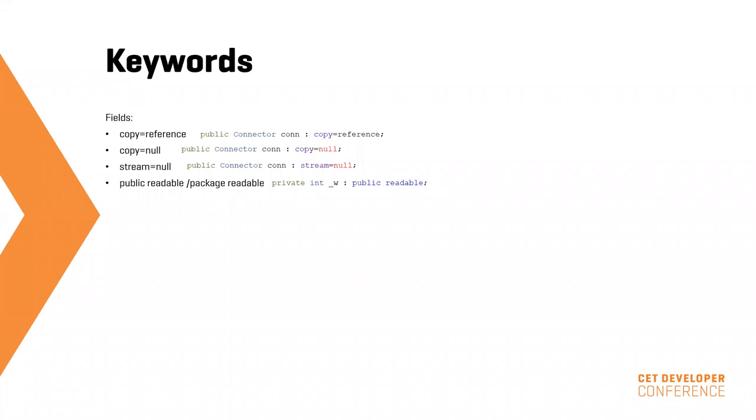Okay, public readable and package readable are, I guess, a way to make private fields visible outside of your file, but still maintain full control over what's written to that field. So instead of making something public or package, you could use the private modifier still and then make it public readable. So only my class can change W here, or only my file can change W here, but any file can view what W is.